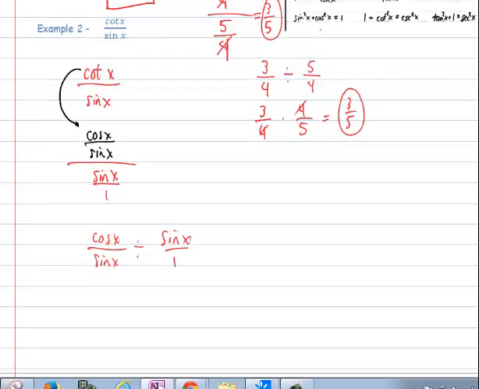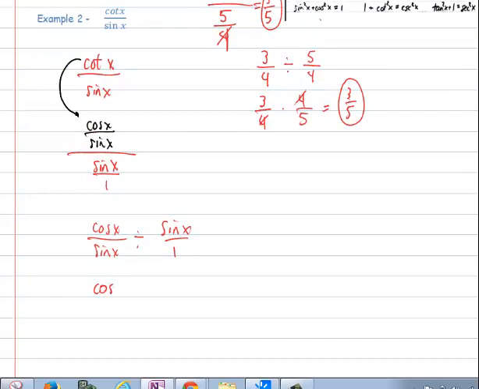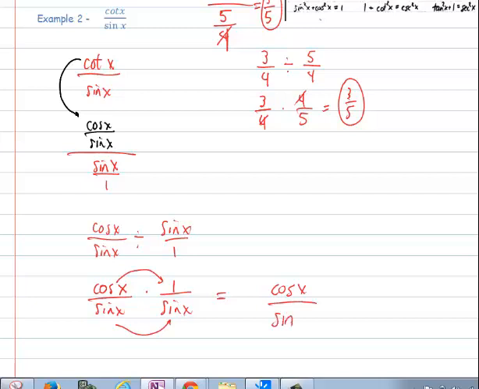And then remember that when you divide by a fraction, you multiply by the reciprocal: cosine of x over sine of x times 1 over the sine of x. And your final expression would be cosine of x, top times top, bottom times bottom, the sine of x times the sine of x, which would be sine squared of x. So this would be your final expression for simplifying this in terms of sines and cosines.